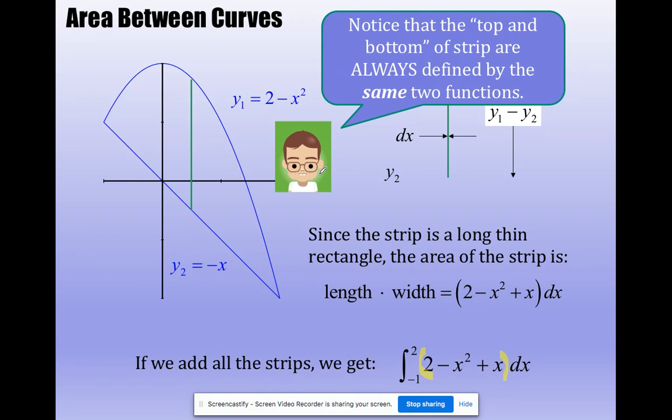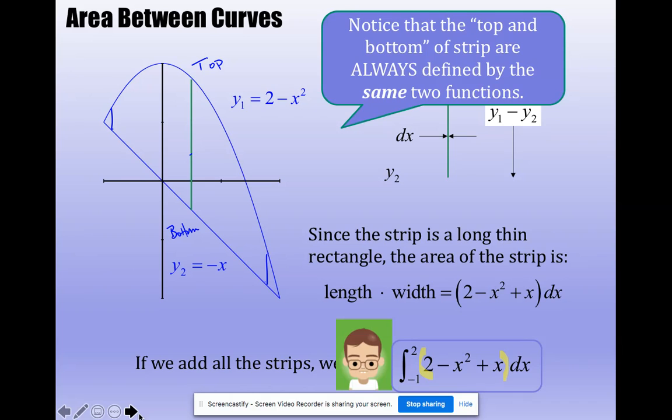But the thing to note is that the top of the strip and the bottom of the strip never changed. No matter where you clicked and dragged this, the top was always the parabola, the bottom was always the line. The top minus bottom never changed. That's really important because the next example I'm going to do, that's going to change. Maybe foreshadowing. Think about what that would mean.